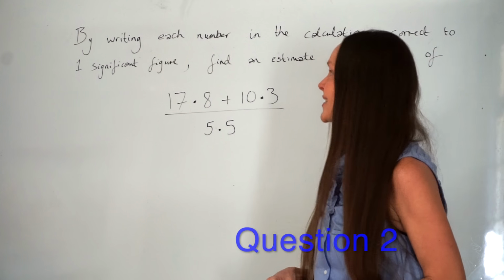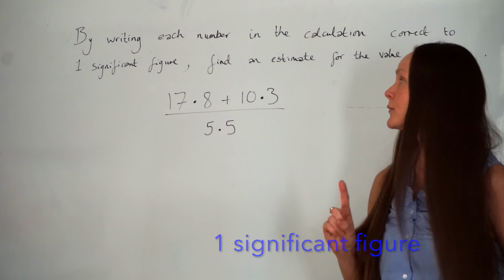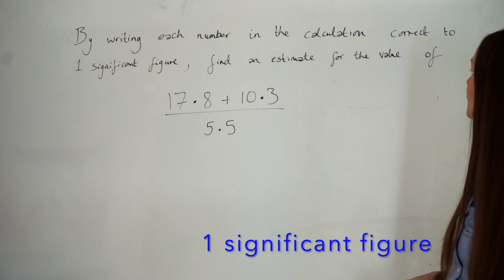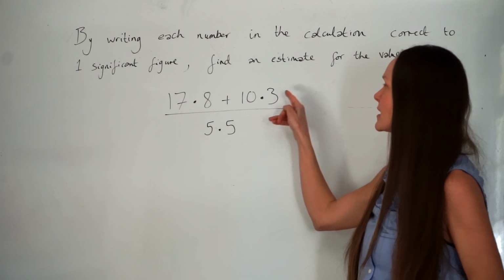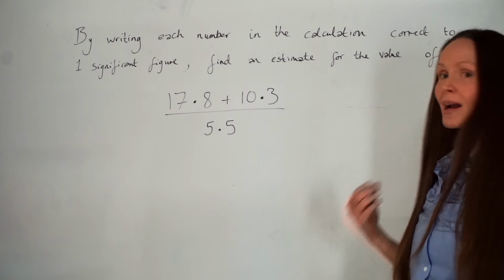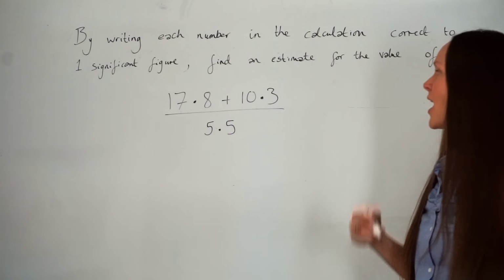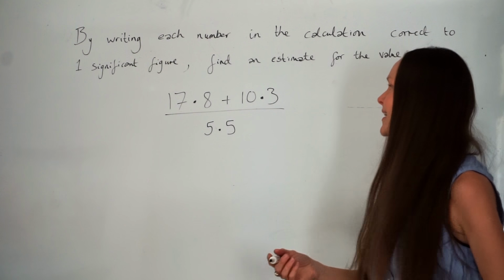In the second example, it says, again, by writing each number in the calculation correct to one significant figure, find an estimate for the value of 17.8 plus 10.3, all divided by 5.5. You might want to pause the video and try this one yourself and forward to see if you get it right. Otherwise, you can listen to me explain again.